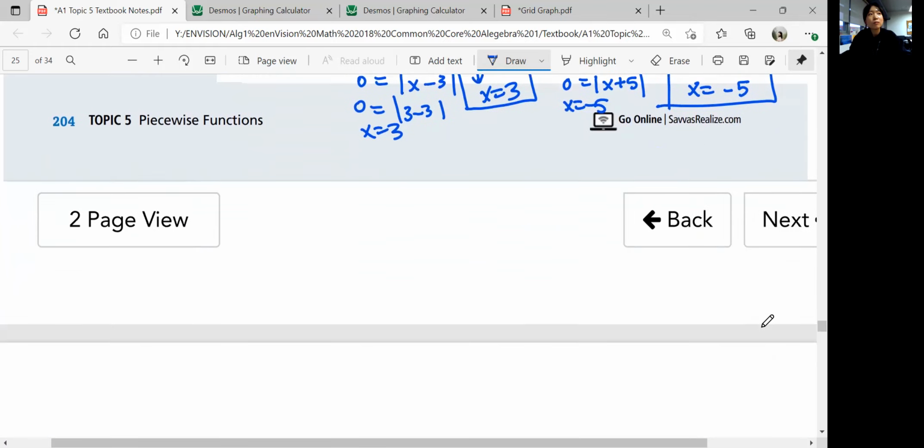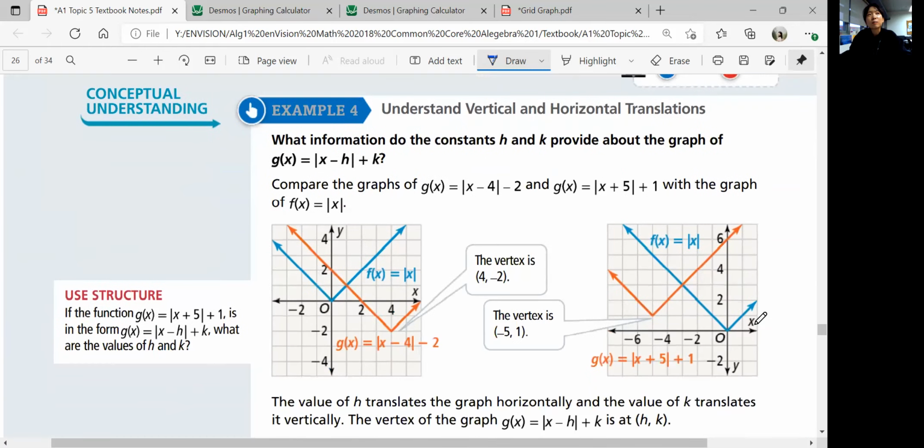Okay? All right, example 4, understanding vertical and horizontal translation. What information do the constants h and k provide about the graph of g of x equals absolute value of x minus h plus k? Now, what if horizontal and vertical translation happen together? Okay, so let's compare some examples.